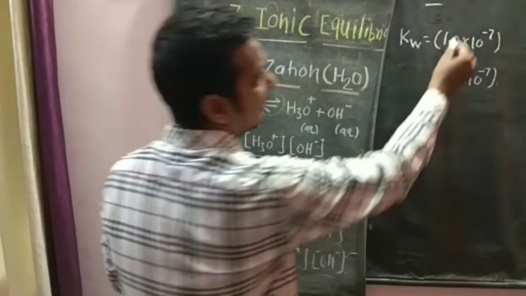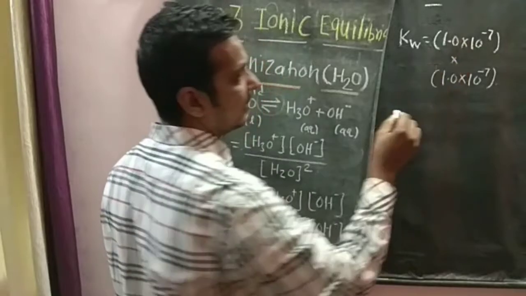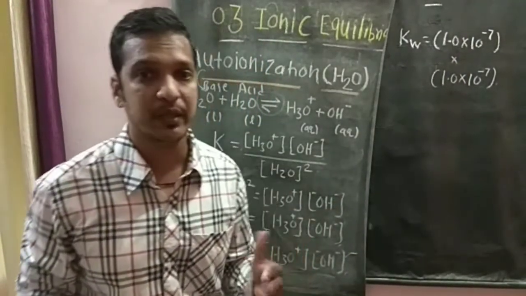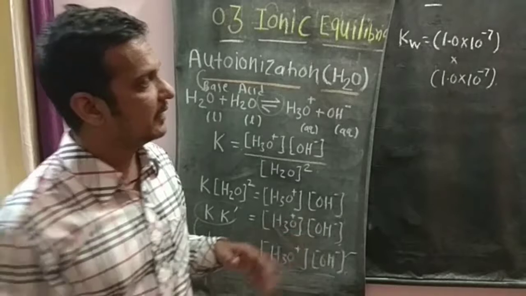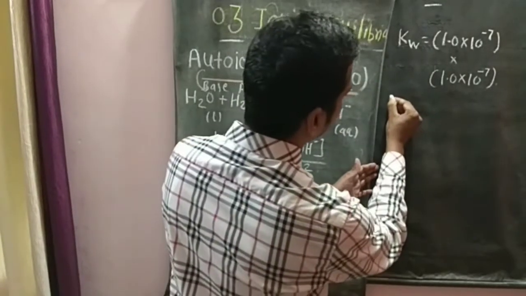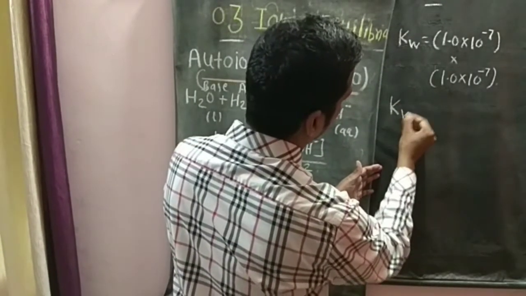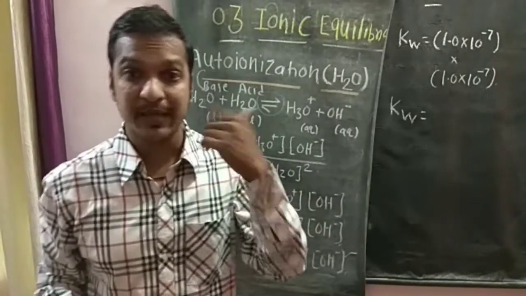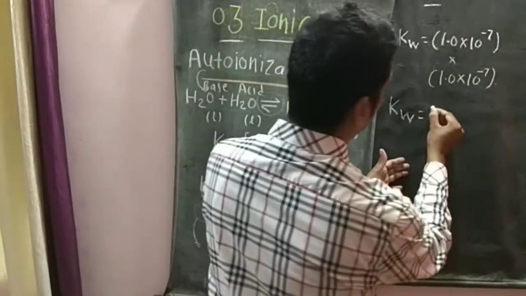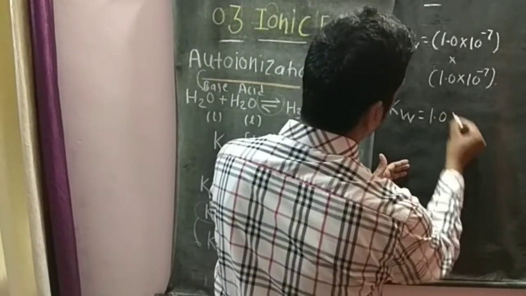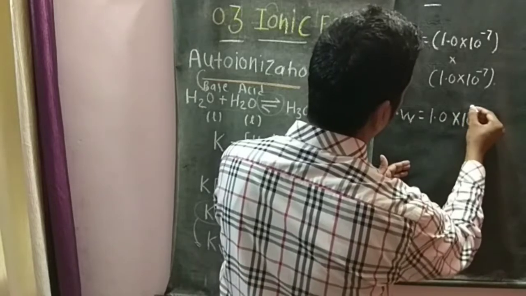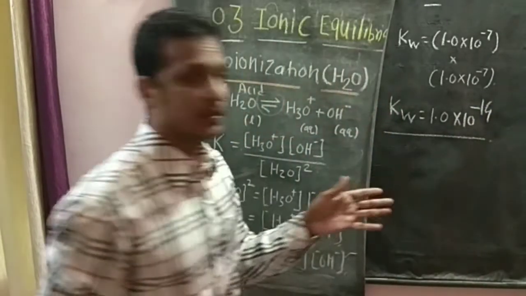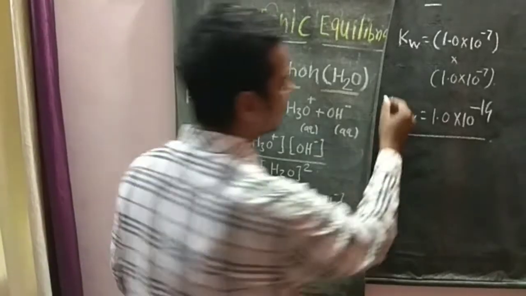So we can multiply these two: 1.0 into 10 raised to minus 7 into 1.0 into 10 raised to minus 7. So we get Kw is equal to 1.0 into 10 raised to minus 14. So this is our final answer.